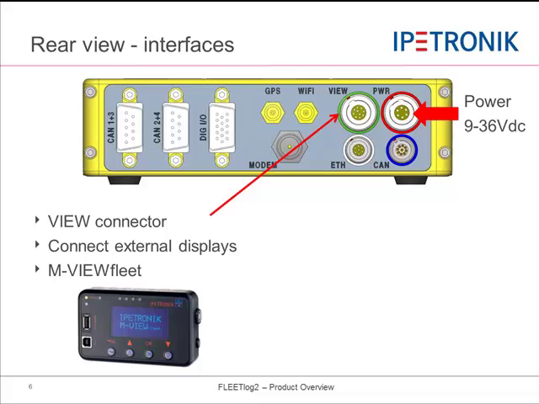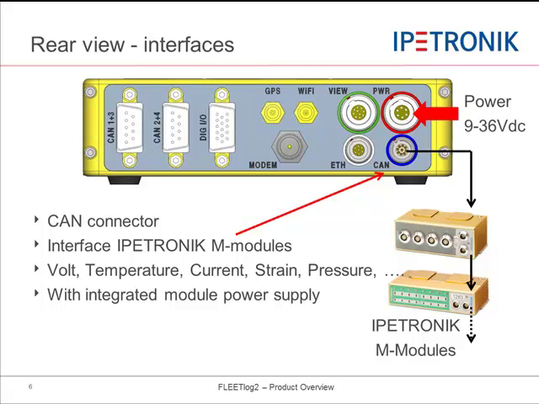On the view interface, you can connect external displays like our MView Fleet. On this CAN interface, you can easily add analog inputs to the logger. The large range of IPETRONIK M modules for voltage, temperature, current, strain, and many other measurement input types can be conveniently connected. An integrated module power supply is included as well.